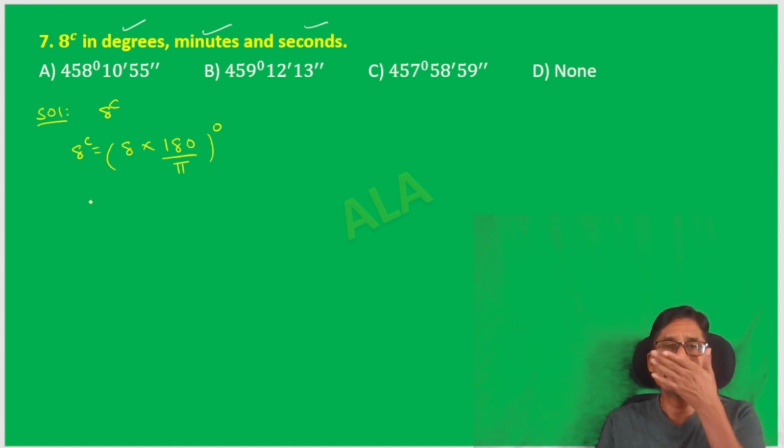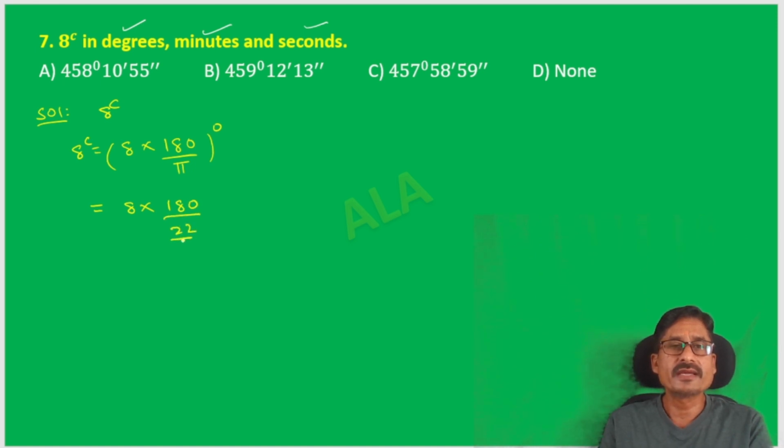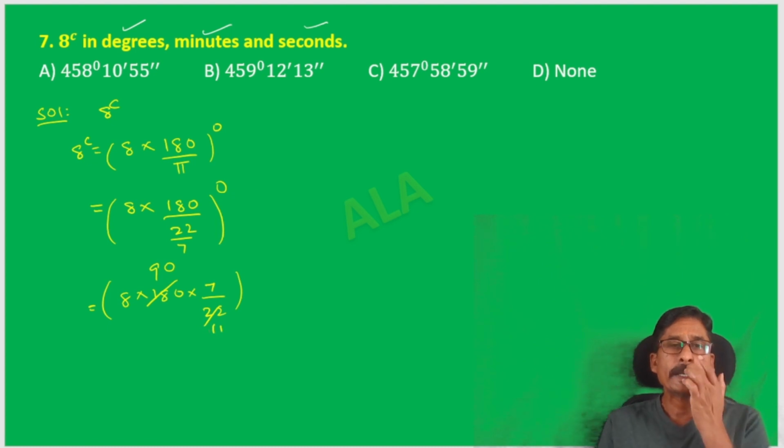Now pi value is what? 22 by 7. That is equal to 8 into what we write? 180 by 22 by 7 degrees. Now what we write? That is 8 into 180 into 7 by 22. Cancellation possibilities are there, 2 90s and 2 11s. 90 into 7.